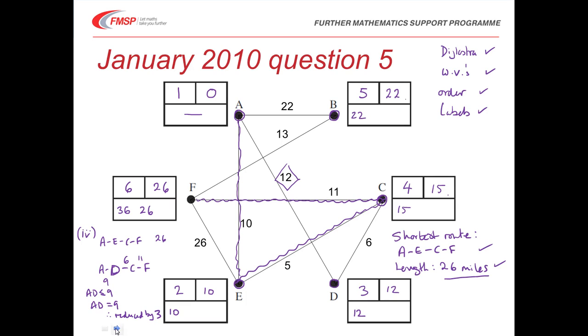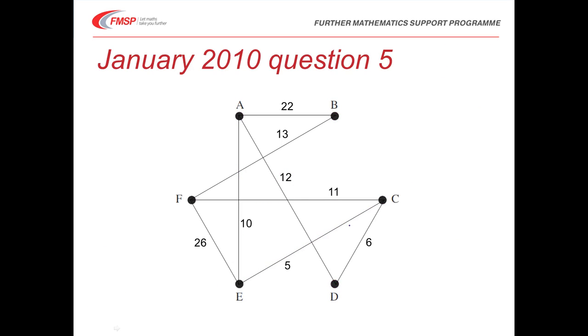Okay, let's now move on to the next part of the question, which is to use Kruskal's algorithm to find a minimum connector. Kruskal's algorithm concentrates on picking the best edge, in this case the shortest edge, and the next shortest edge, and the next shortest edge. They don't have to be connected as you choose them, they can be in any part of the network, but you must avoid making a cycle.